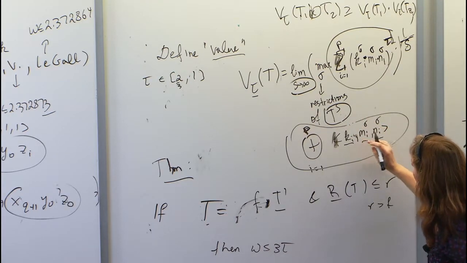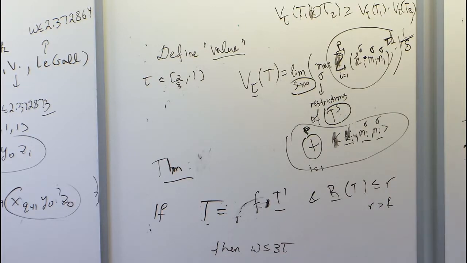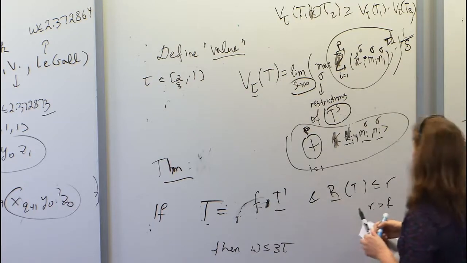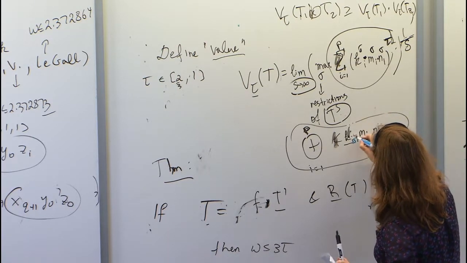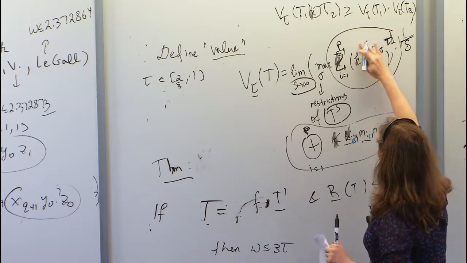My notation may be weird. I'm not raising them to this power, actually. It's just a notation, an index. Sorry, I should put the index below, okay? So this is I sigma, M sigma, okay?